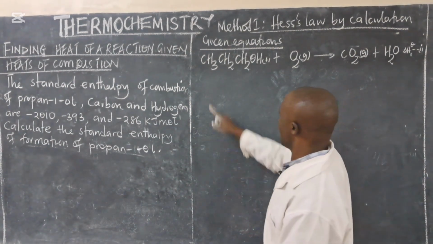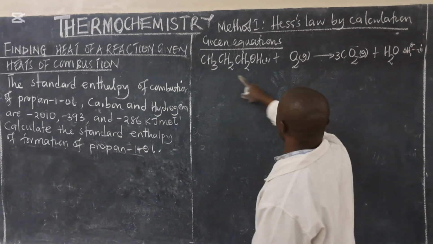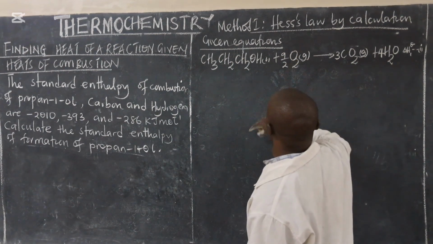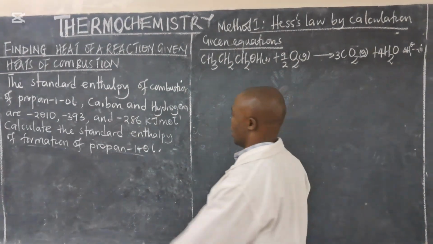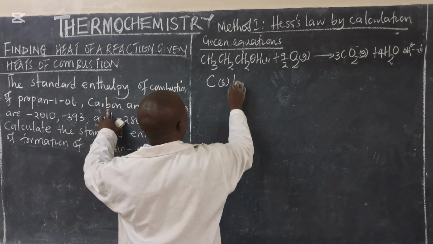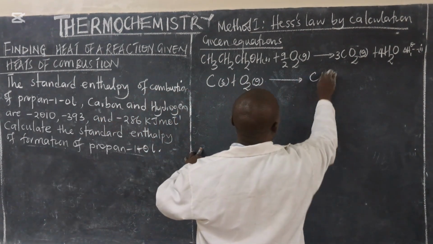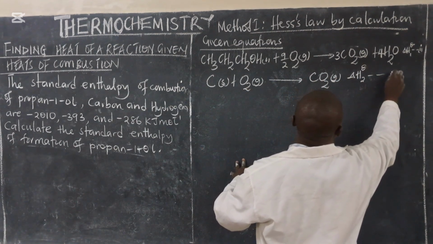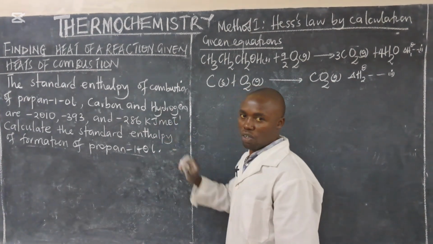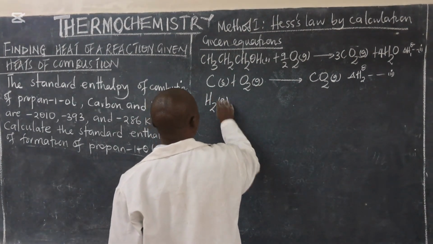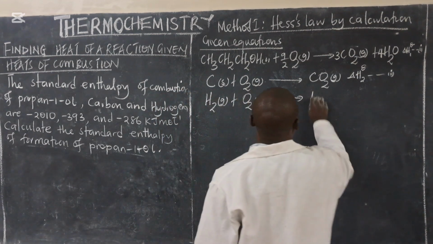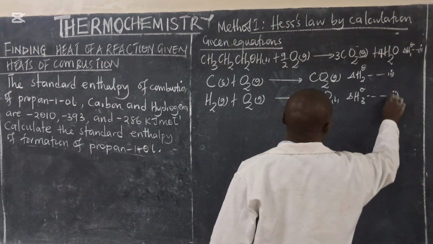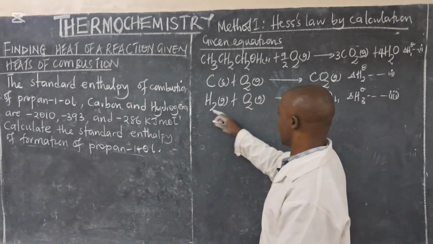Let's balance the equation. There are 3 carbon atoms. There are 8 hydrogen atoms, put 4. There are 10 oxygen atoms, put 9 over 2. So 9 over 2 plus 1 gives us 10. Let's also burn carbon. So this is carbon plus oxygen gives us carbon dioxide. Call this standard enthalpy change 2 and call that equation 2. Then combustion of hydrogen. This is going to be hydrogen plus oxygen gives us water. Call this standard enthalpy change 3. Let's balance this equation.